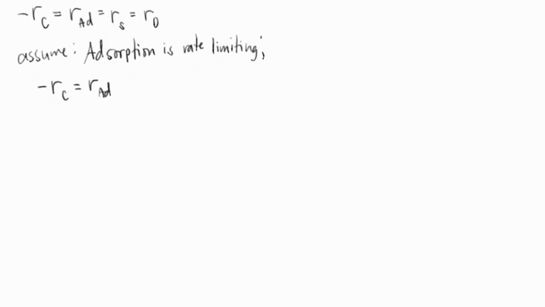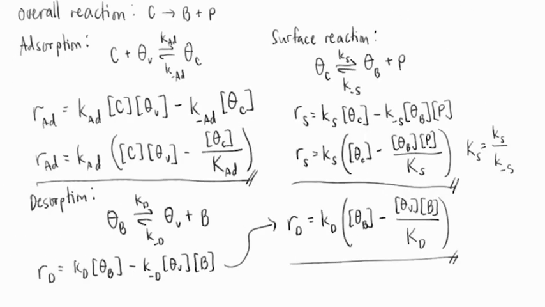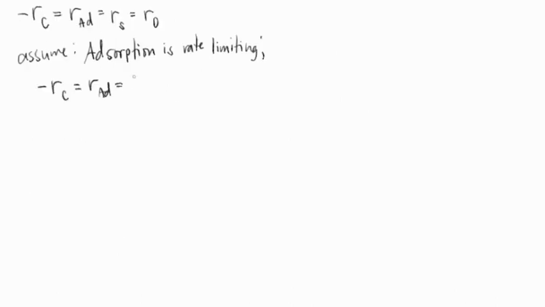This being the case, we can simply copy our rate equation for adsorption from our previous derivation. That would be our K for adsorption multiplied by the concentration of cumene times the concentration of the vacant active sites minus the concentration of the active sites containing cumene over our equilibrium constant for adsorption. For us to complete this solution, we simply have to determine our expressions for the concentration of the vacant active sites and the active sites containing cumene.